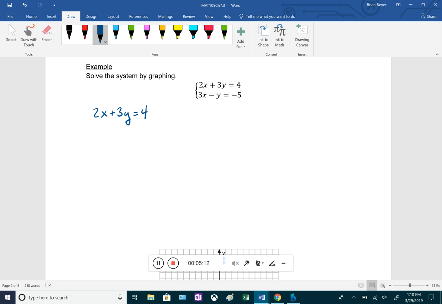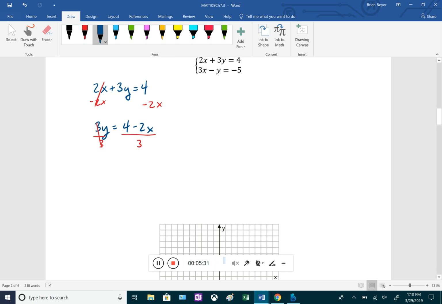Solving this for y, we have to subtract 2x on both sides to get y by itself. So we get 3y equals 4 minus 2x. And then we have to divide both sides by 3. I'm going to write this in y equals mx plus b form. So I'm going to write it as y equals negative 2/3 x plus 4/3. So that's equation number 1.